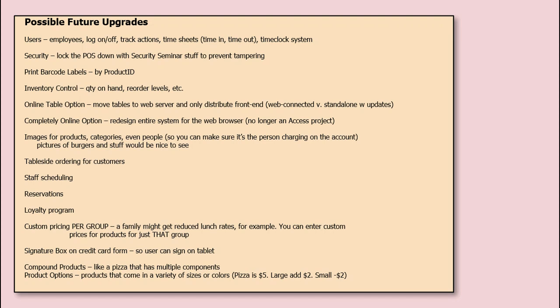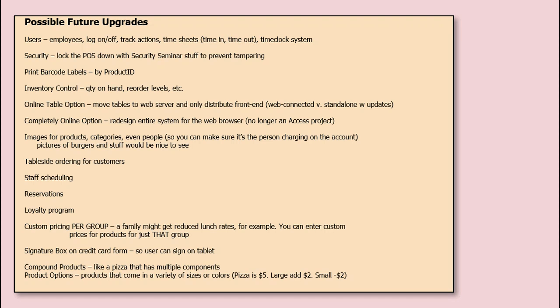And then compound products and product options. A compound product is something like a pizza. It's got multiple components, right? You pick your crust, you pick your sauce, you pick your meat, you pick your veggies, and then it puts one product item into the POS for you. All right, that's something we can add if people want to see that.